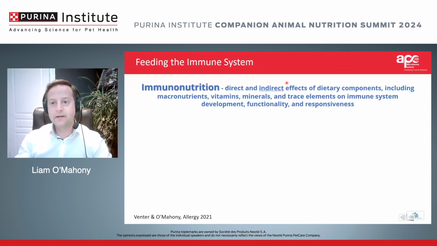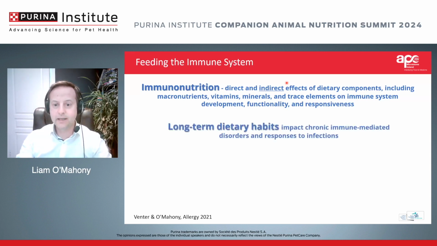So we can take another step and say, okay, so you've got all these microbes, how are they actually exerting a beneficial effect on the immune system? And this is where I think I can bring in immunonutrition. So this is, in its broadest sense, the direct and indirect effects of dietary components on the immune system development and functionality and responsiveness. Now, both direct and indirect effects are included in this definition.